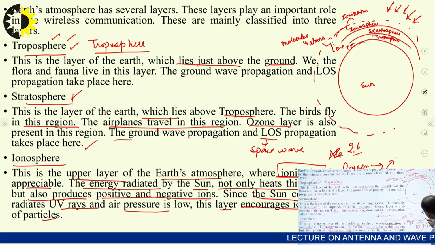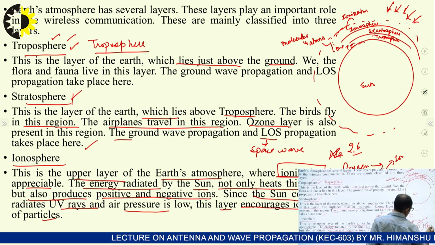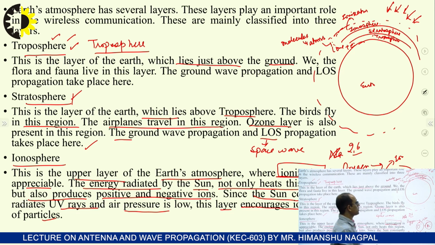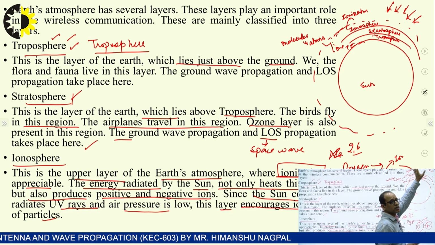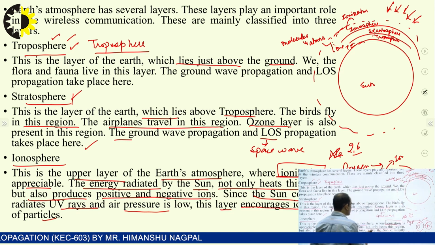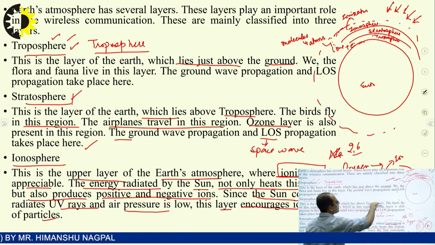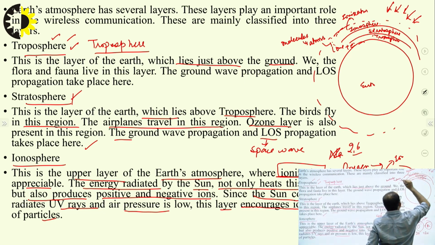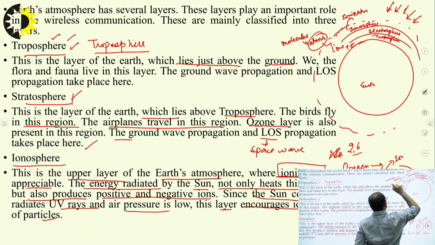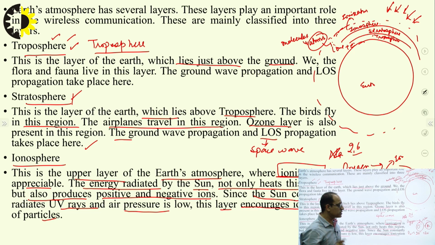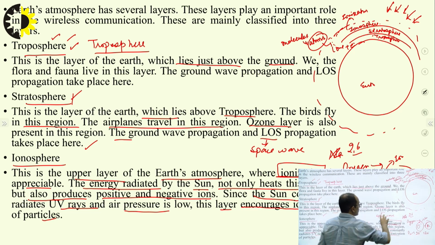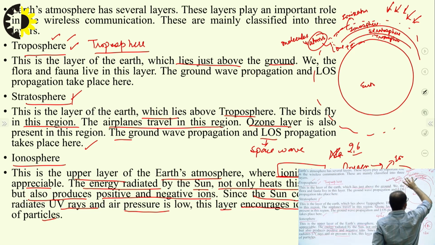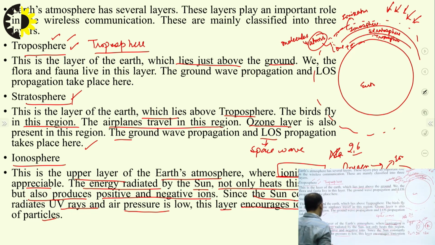Ions, and when this breaks into ions, there will also be free electrons present in the ionosphere. Means when ionization takes place due to the heating effect of the sun, the atoms break into ions and free electrons, and these free electrons are mainly responsible for creating the refractive index of the ionosphere.